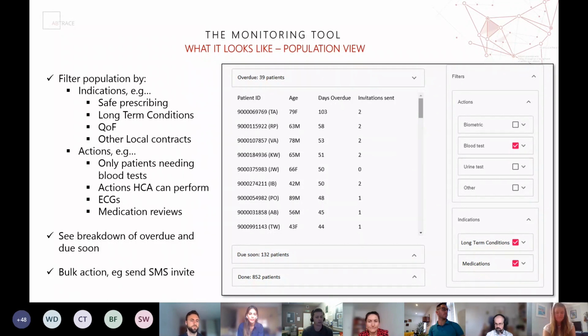We are working on a few inequalities things here around the messaging, so trying to pick up automatically if a patient has a preferred language that's not English, and if possible, send them information in that language. And if patients have opted out of SMS messaging, notifying the practice that they're going to need to contact them by other means. That's a work in progress. Next slide, please.